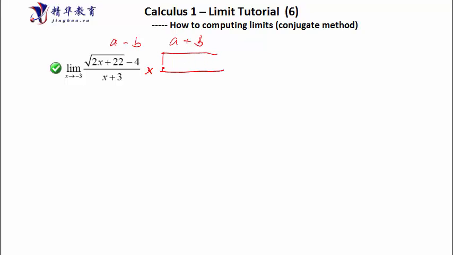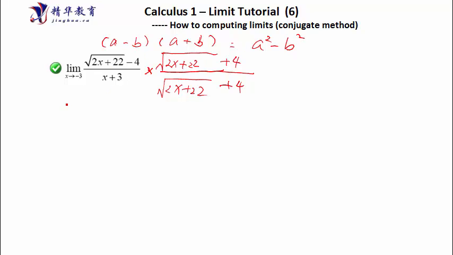So we just times by square root of 2x plus 22, plus 4, on the top and bottom. Since they're the same on the top and bottom, I'm pretty much timing by just 1. I didn't change the identity of the function. Now what do we do? Why do we times these things? Because we want to apply one of the identities, which is a minus b times a plus b equals a squared minus b squared.